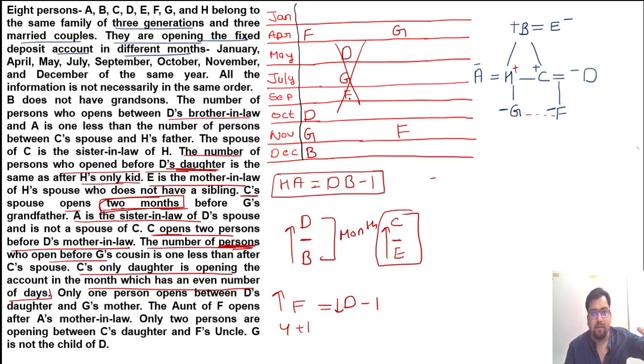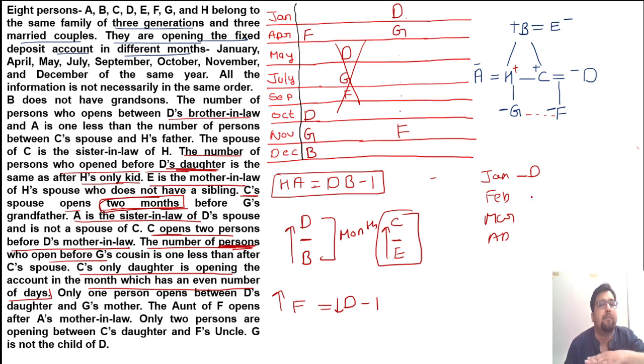Leave it, guys. Now here, before F, how many persons? 1, 2, 3, 4, 5, 6. That means 6 plus 1, 7 after D. That means 1, 2, 3, 4, 5, 6, 7. D is here. So if D is here, then remember these things: January, February, March, April. So if D is on Jan, then take a gap of 1 month, that is Feb. So B must be on this position. B must be on March.